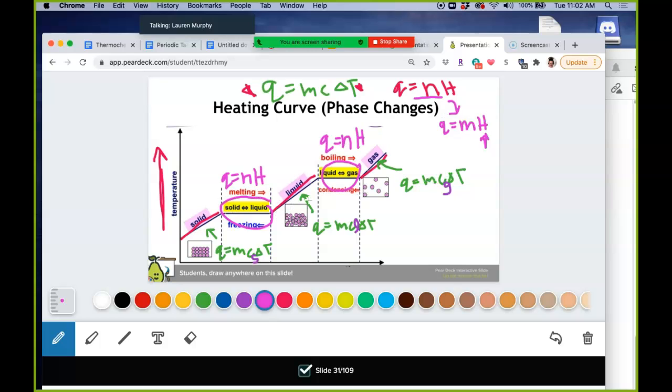So what does all this mean? Well, this means if I want to calculate heat associated with different phase changes, I am going to have to incorporate these equations depending on what I'm doing. So we're going to do a practice problem.